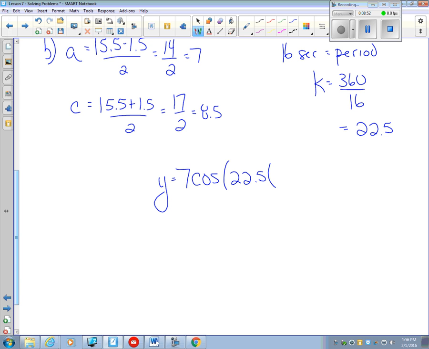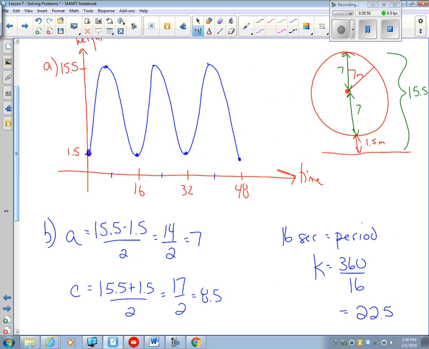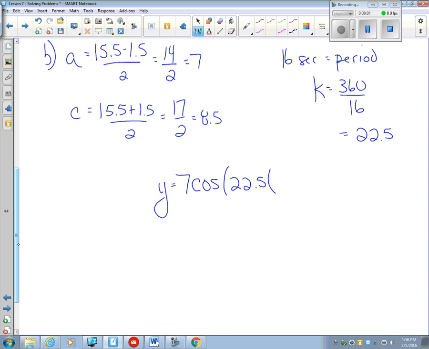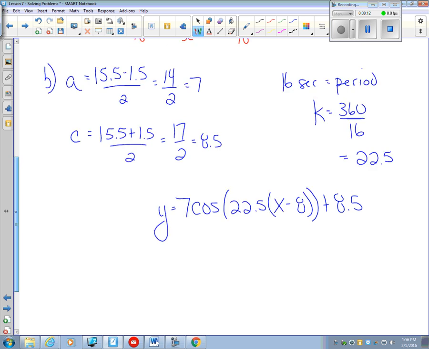22.5. Is there a phase shift? Supposed to start on the maximum. Oh, that's moved. It's over here. How far is that? That's 8 units to the right. So minus 8 plus our C, our central axis, 8.5. There's our equation. I think there's a C part to this one.